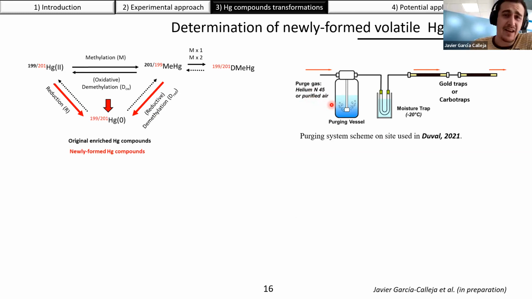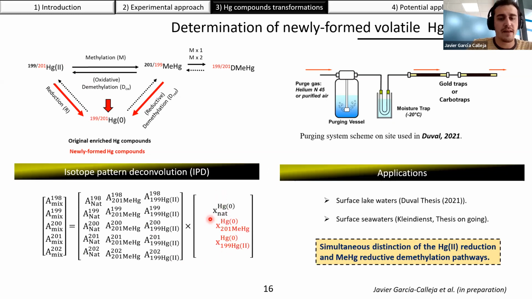Now, I wanted also to show you another methodology for the determination of newly formed volatile mercury compounds. Using the Purgreen system of Dr. Bastien Doval, we could capture the gaseous mercury. This gaseous mercury has 2 isotopic signatures coming from the incubation of our original mercury compounds. So using the same approach as in the previous methodology, we can deconvolute the signal, knowing the molar fraction of the gaseous mercury coming from the 199 and the gaseous mercury coming from the methyl mercury 201.